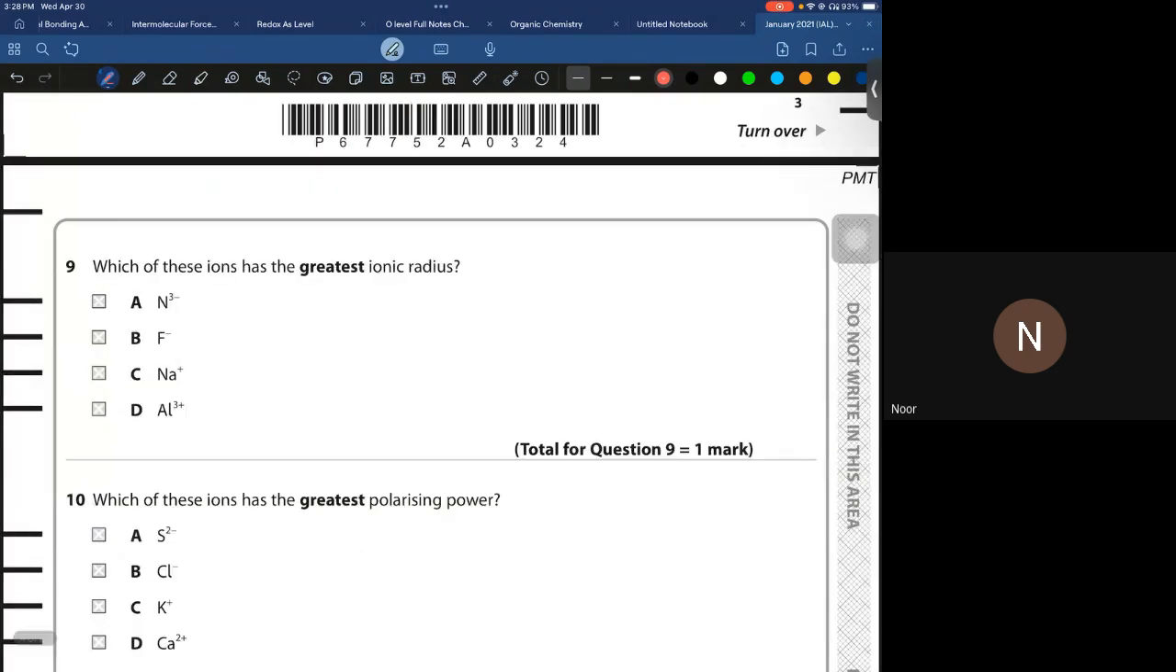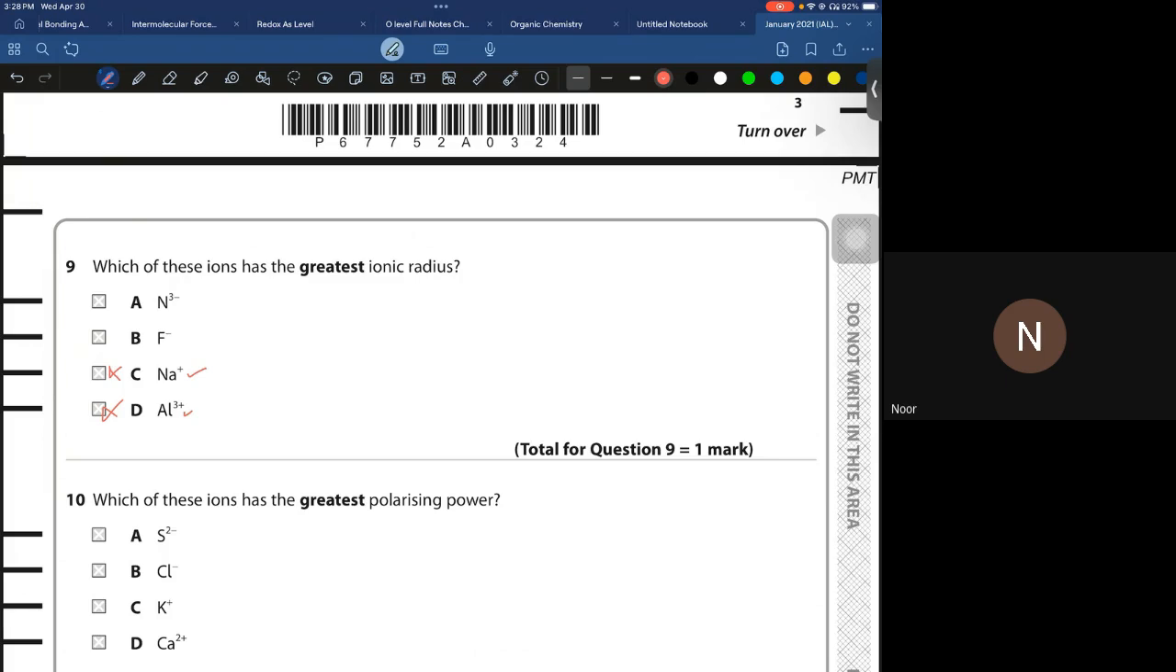Which of these ions has the greatest ionic radius? Generally, an anionic radius is greater than the cationic radius. Like, the size of an anion is greater than the cation. So we have sodium and aluminium. They are wrong because they are cations. Then we have to see options A and B.